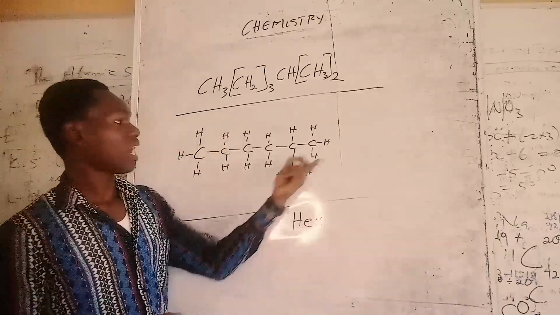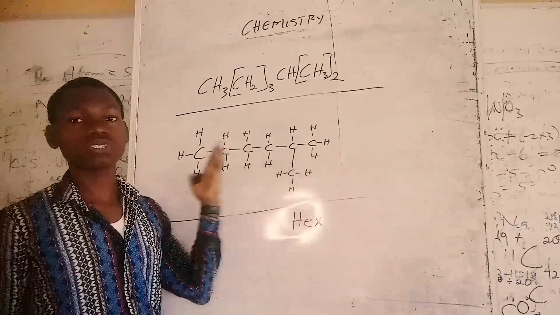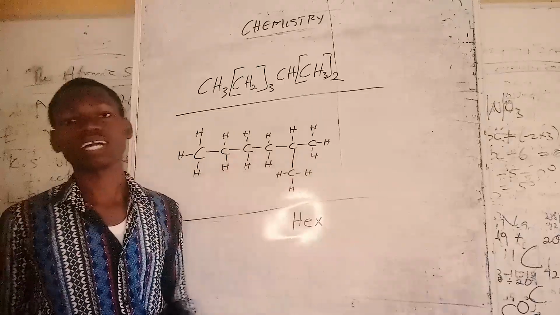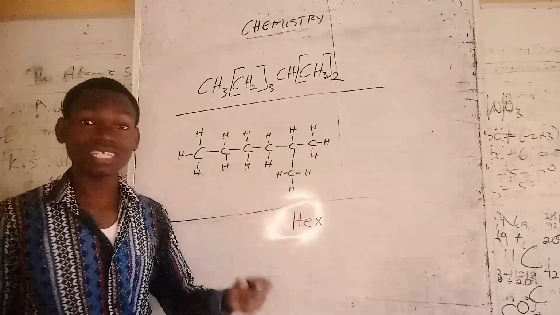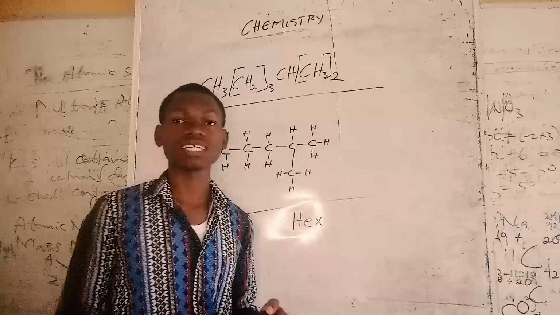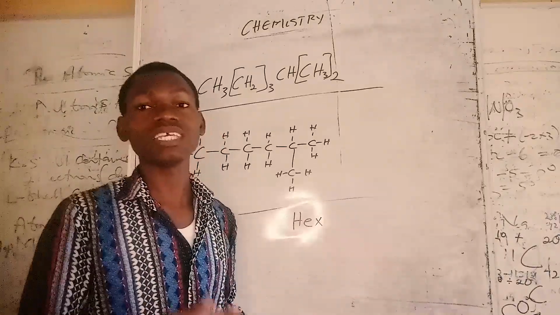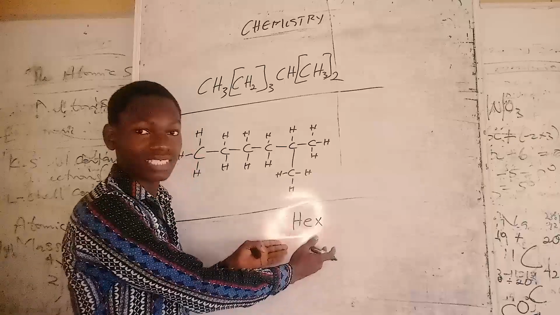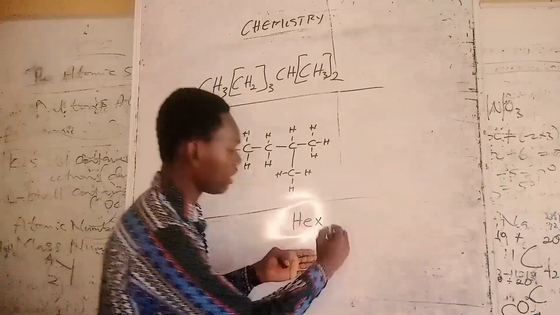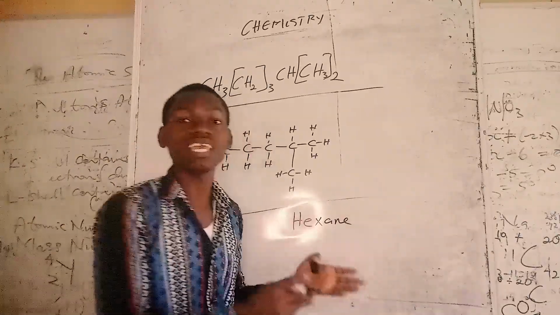Now, hex. And if you look at this compound, there is no double bond or triple bond attached to it. They are all single bonds. So since they are all single bonds, it means that this is an alkane family. An alkane family naming ends in ANE. So since this is hex and it's an alkane family, it is now hexane.